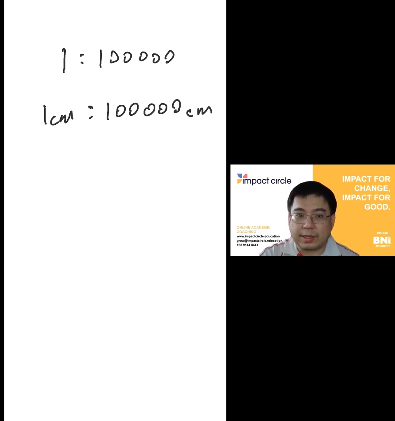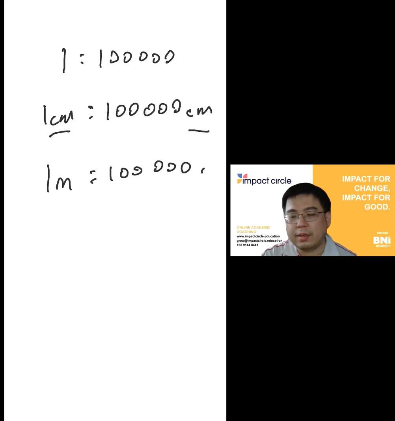You have to note that when the scale is given, there are no units involved. This means that the units will be the same on the left as well as on the right. That's why if the left is cm, the right must be in cm. If the left is meters, the right must also be in meters, and so on.